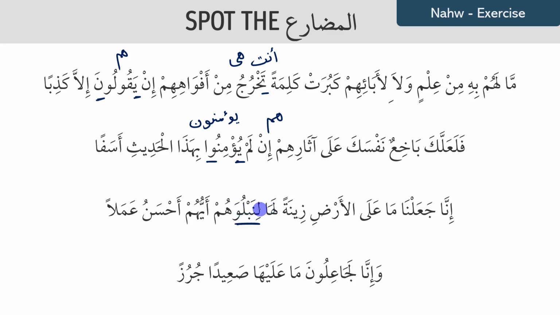نبلوهم is a فعل مضارع because you have the na here, which is for نحن, and then this word is actually منصوب because of this li over here. This is a فعل مضارع and there are no فعل مضارع in the rest of these verses.